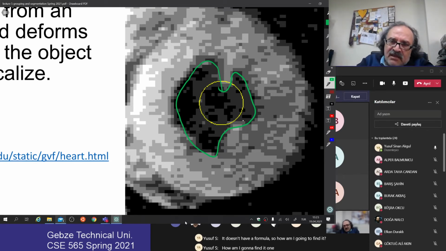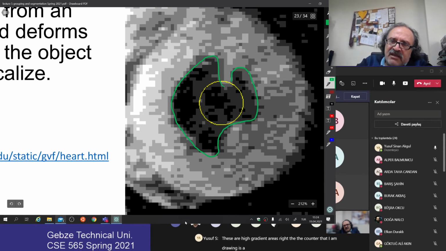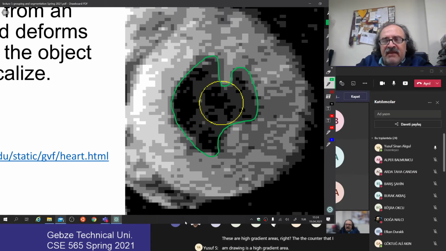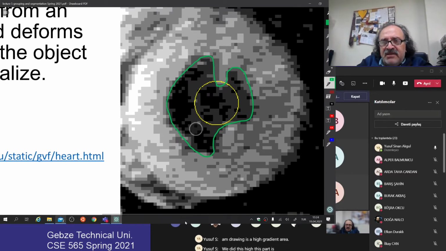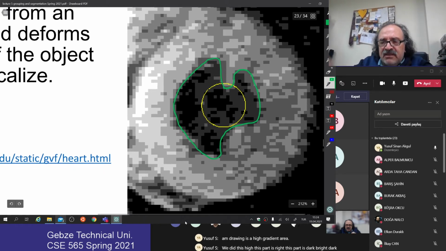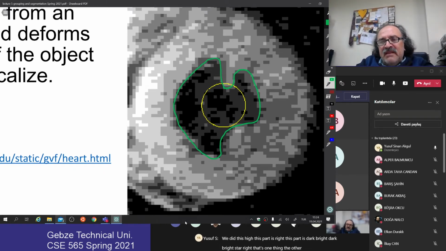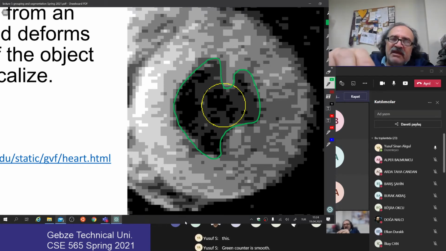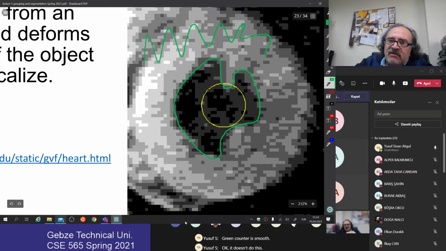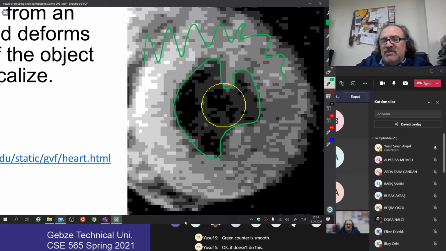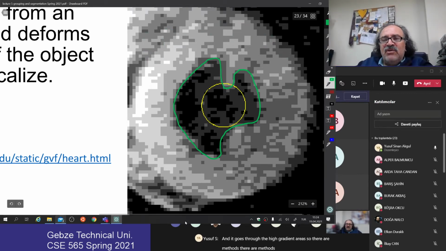One thing is, I know that these are high gradient areas, right? The contour that I am drawing is a high gradient area. This part is bright, this part is dark, bright, dark, right? That's one thing. The other thing is this green contour is smooth. It doesn't break. It is smooth and it goes through the high gradient areas. So there are methods that can do such a thing.